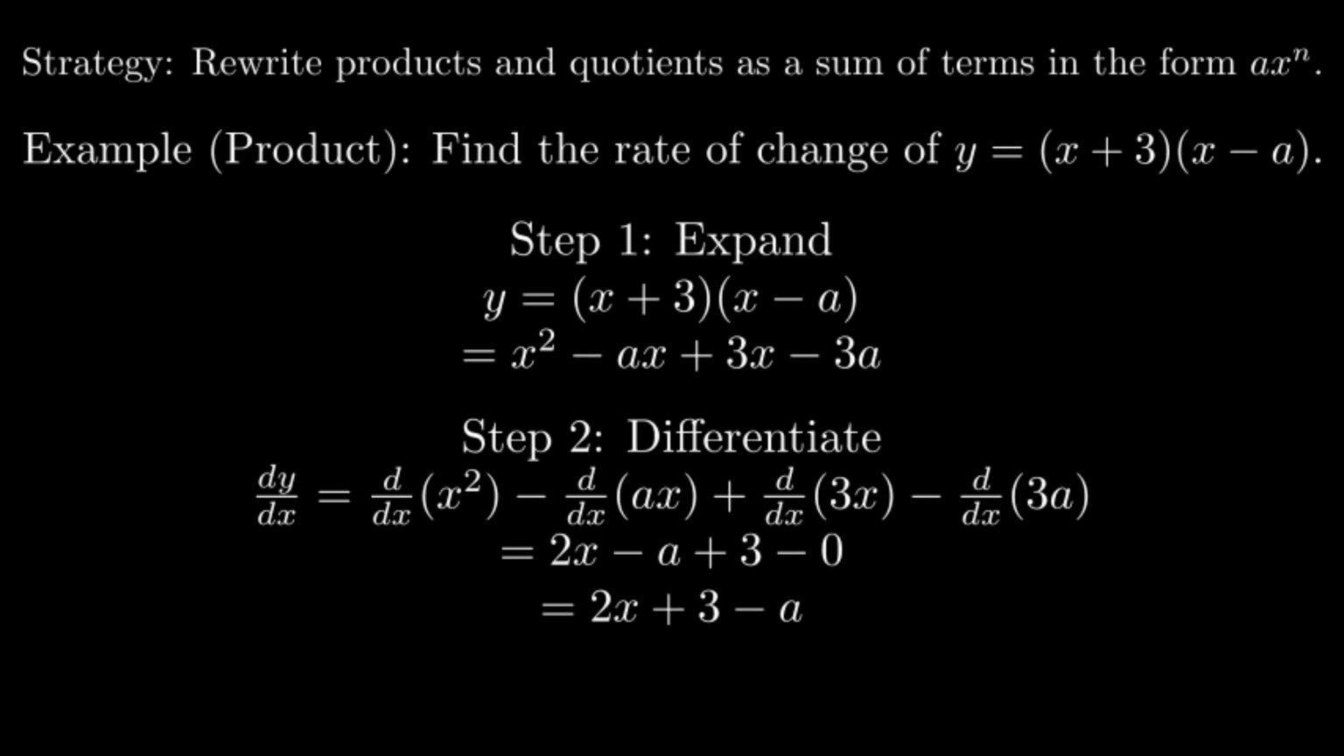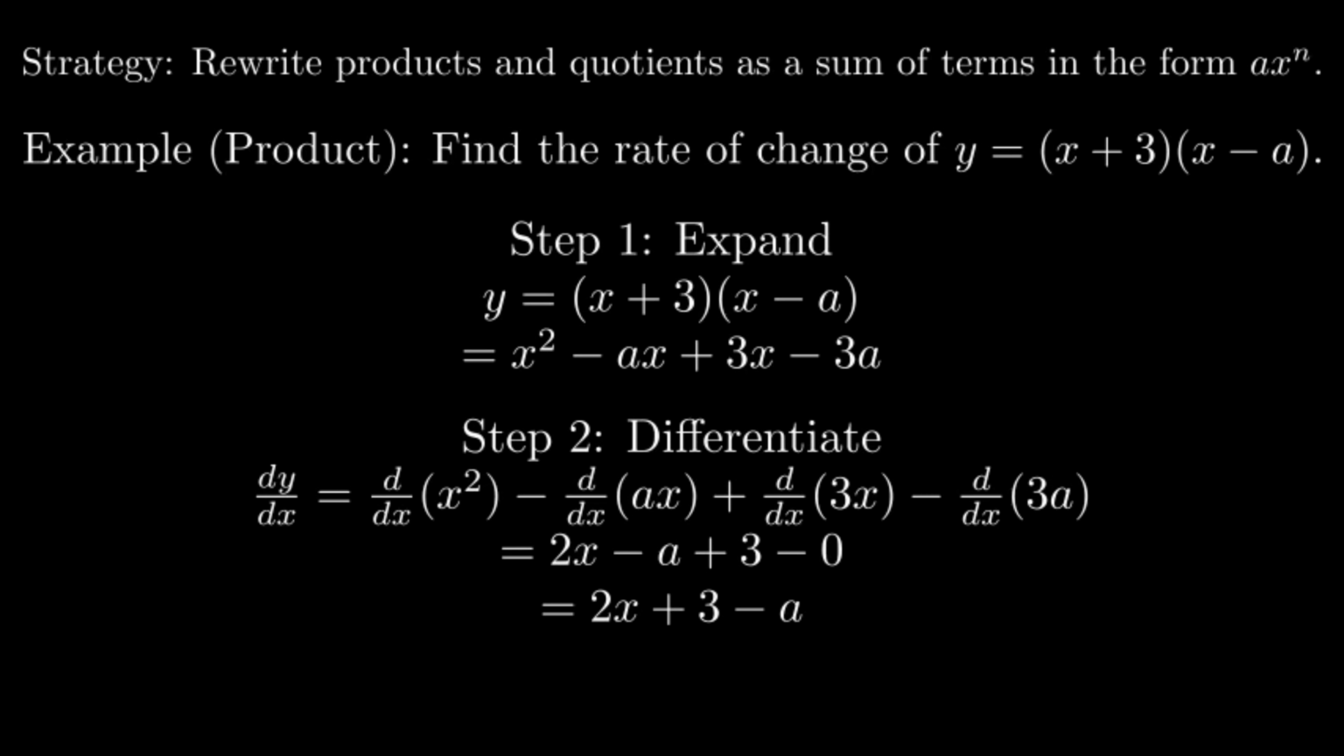Now we have a sum of terms, and we can differentiate term by term. The derivative of x squared is 2x. The derivative of ax is just a. The derivative of 3x is 3. And 3a is just a constant, so its derivative is 0. Putting it all together, dy/dx is 2x plus 3 minus a.